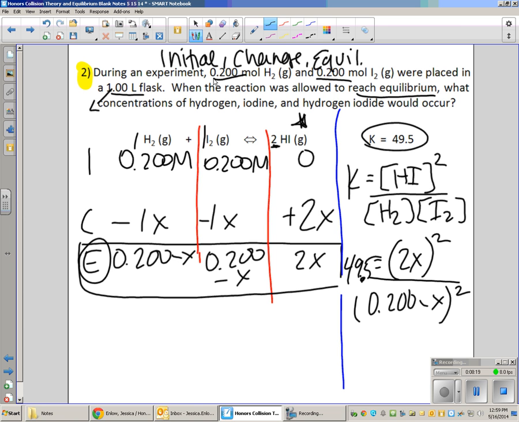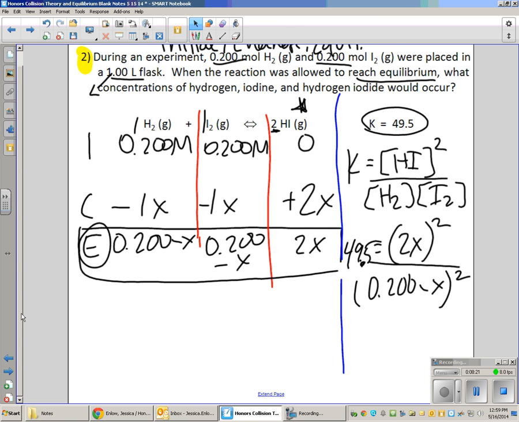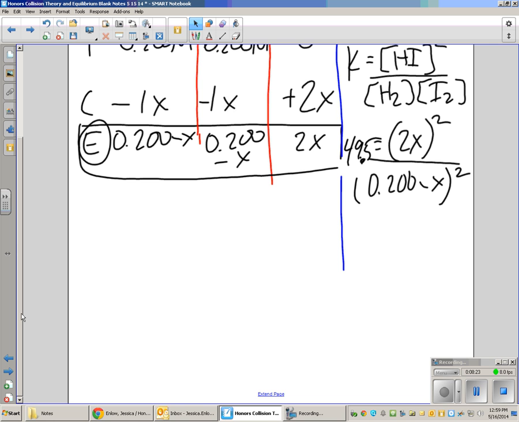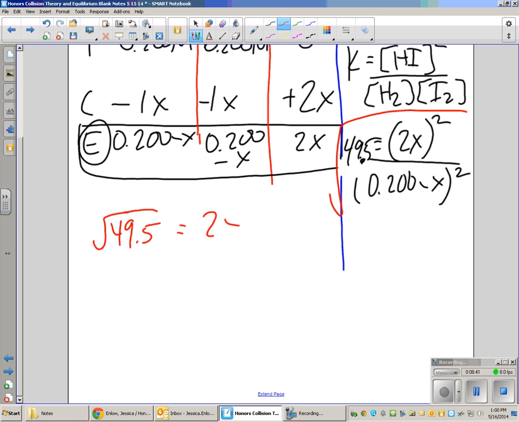That looks like some wicked math. How do you guys want to try to solve this? What's the easiest way to simplify this? Square root, exactly. So if I square root this whole shebang, I get the square root of 49.5, which I don't care what it is yet. And then these two squareds go away, so then that's equal to 2x over 0.200 minus x. All right, well that simplified some. How else can we solve for x?